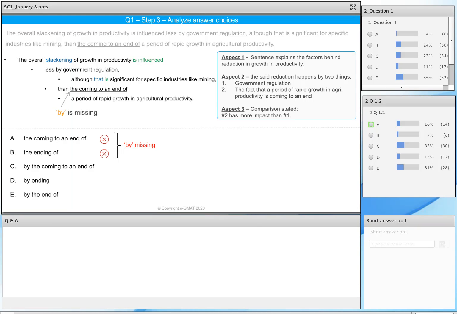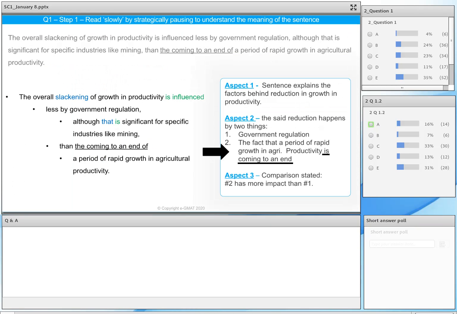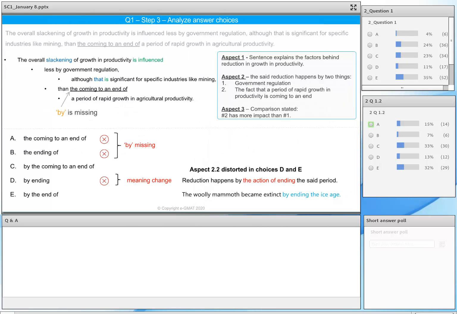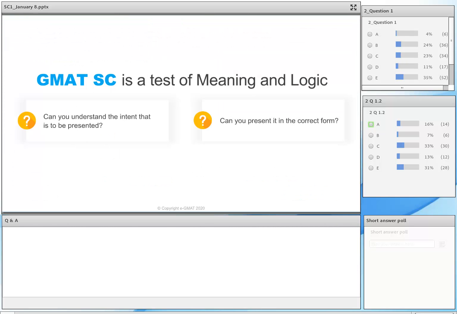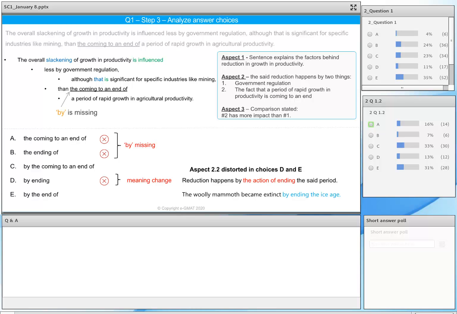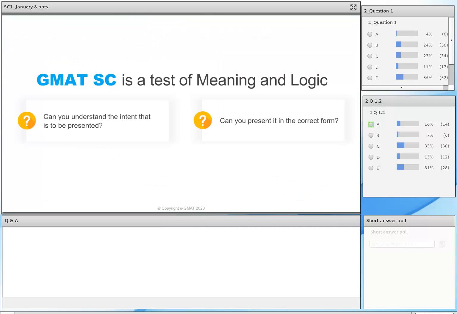Now we did our meaning analysis. We spent that time right up front. So we know that from our aspects, the growth in agriculture productivity is coming to an end over the course of time. It's slowly drawing to an end, just like those woolly mammoths slowly became extinct as the period drew to an end. So we know choice D is going to be incorrect because, whoops, it jumped again, apologies. Choice D is going to be incorrect because we get that meaning change, that aspect of ending the said period. And there's nothing that is ending the period here, so we indeed get that meaning change. So you have to understand this is a test of meaning and logic. The parallelism is fixed, but it's a meaning change here.